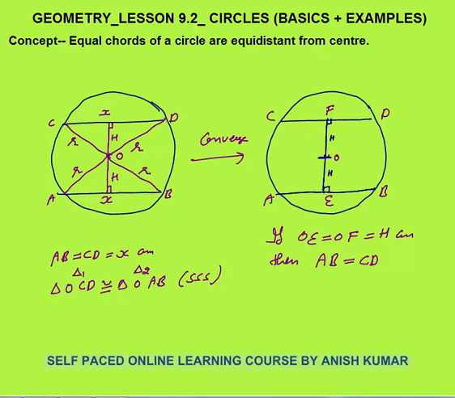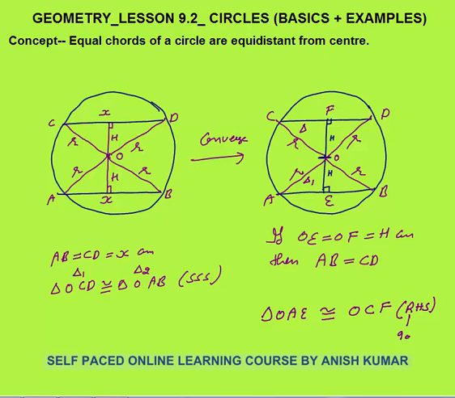How so? You can easily prove this. This is the radius of the circle R, and this is the radius of the circle R. Now can I say that triangle OAE is congruent to triangle OCF by RHS? A right angle is there in both triangles. You can see that a 90-degree angle is there in OAE as well as OCF. This is triangle 1, this is triangle 2. Triangle 1 and triangle 2 are congruent.